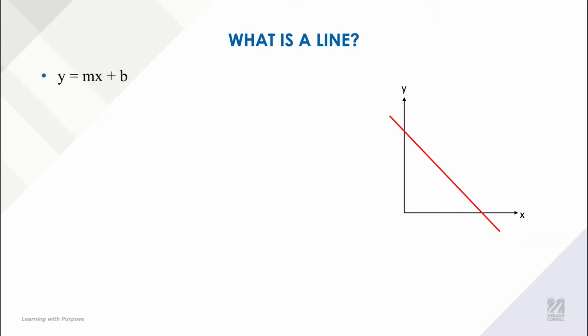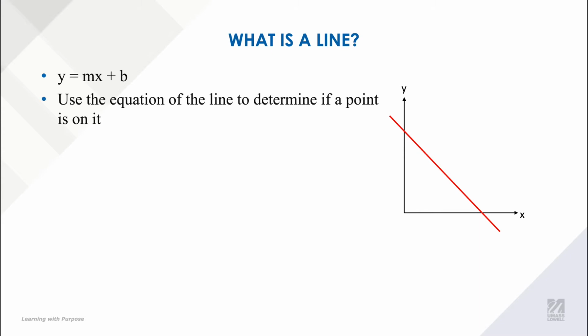So first off, let's think about what is a line. Well, of course, a line is y equals mx plus b, and if I give you y equals mx plus b and a point, you can tell me if that point is on the line by using that equation. So this is great if you happen to have the line already, but what do we do if we have just a bunch of points?